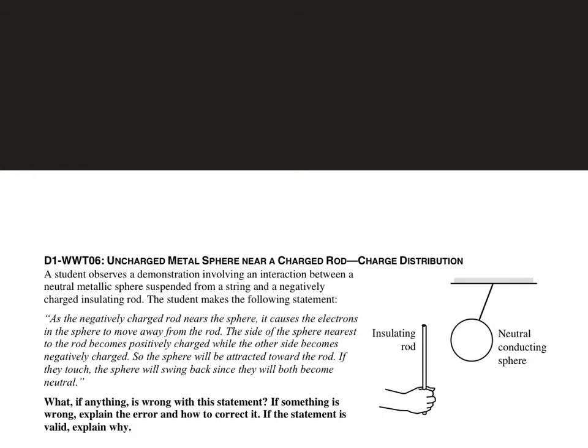So now, an insulating rod. Remember, insulators can hold the charge, but they don't transfer it. So an insulator can actually be an electric field producer. Then a neutral conducting sphere.